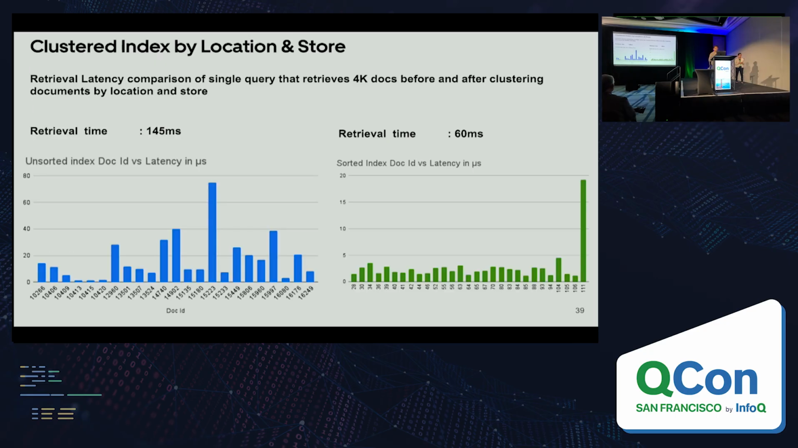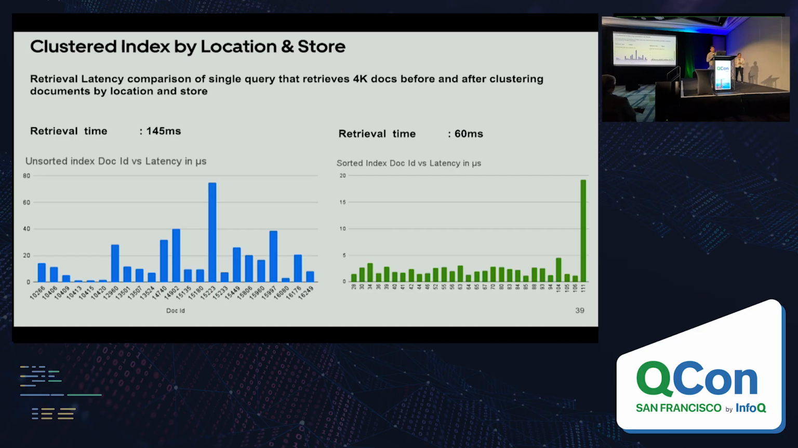Next, here are some interesting numbers that we observed when we moved from an unsorted or unclustered layout to the clustered layouts from location and store. Here's the latency of a single query executed before and after clustering, and this query returns about 4K docs. The retrieval time before clustering is around 145 milliseconds, and after clustering it is 60 milliseconds. It's about 60% better after clustering the docs based on the query pattern.